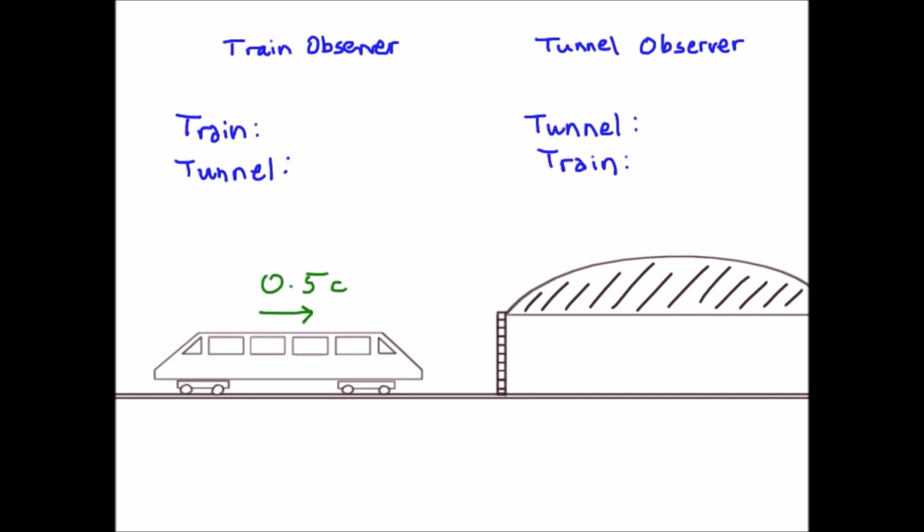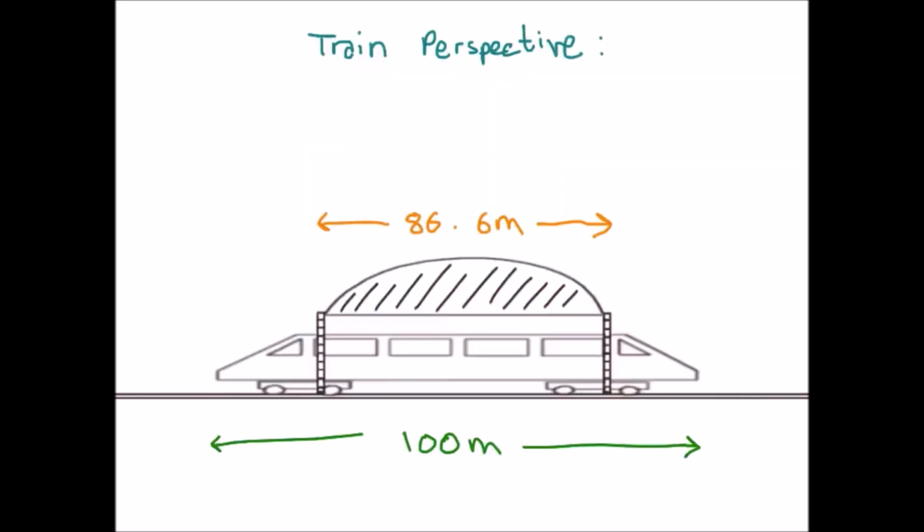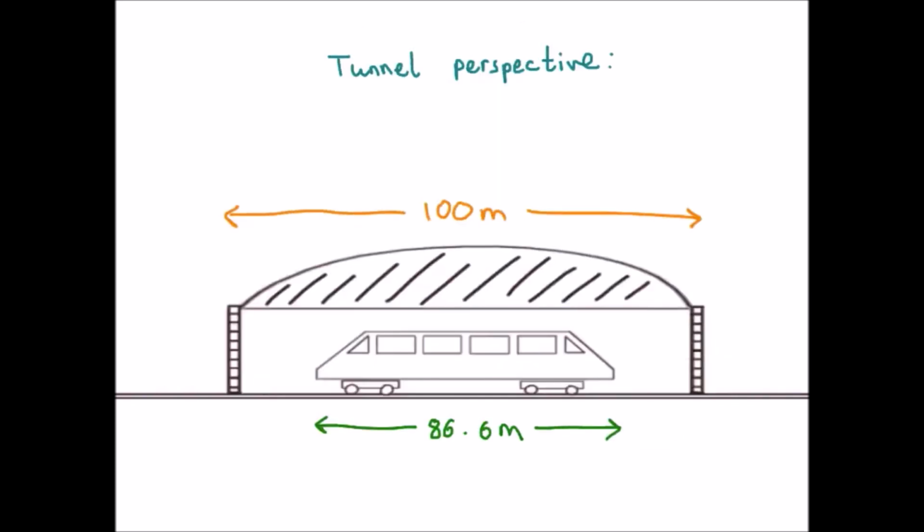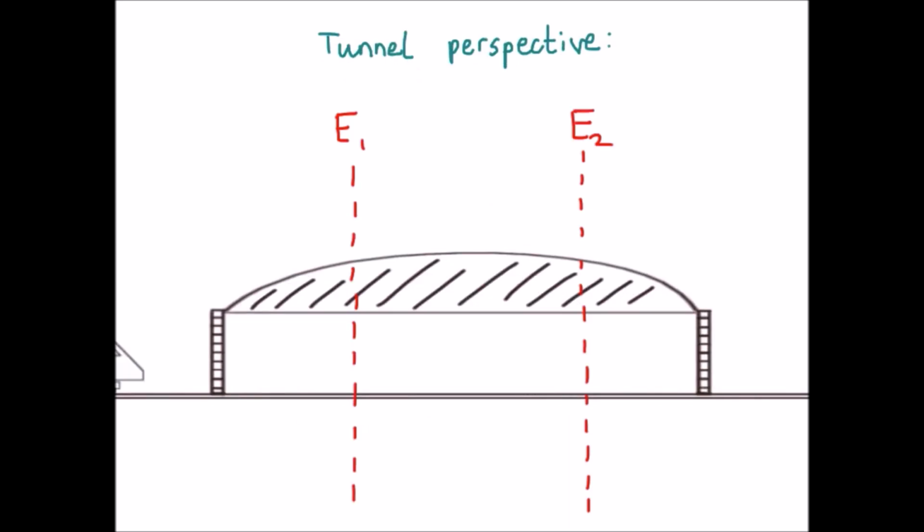Let's assume our train and tunnel have a rest length of 100 meters, and remember, the train is travelling at 0.5 c. The train will measure the tunnel as being 86.6 meters long, and the tunnel will measure the train as being the same 86.6 meters long. If we look at this from the train's perspective, the tunnel is shorter than the train, so the train can never fit inside the tunnel. But from the tunnel's perspective, the train is shorter than the tunnel, so it can fit inside. How can this be? How can the train be both inside the tunnel and not inside at the same time? Well, the answer is, it can't.